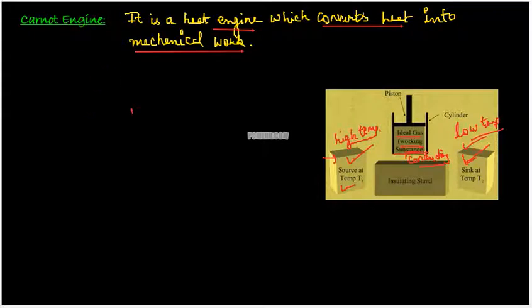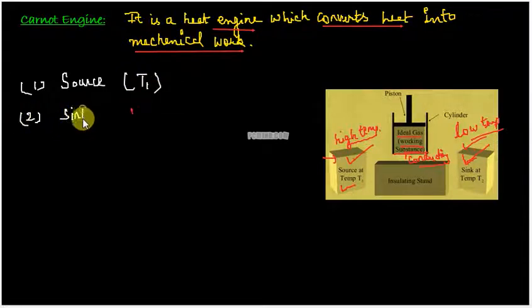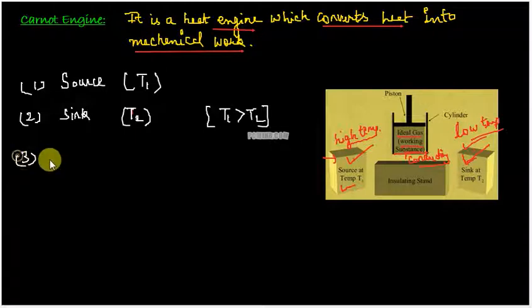So I would just write them down. The first important part is your source, which we call a source of heat, maintained at a temperature T1. The second important part is a sink, maintained at a temperature T2, and of course T1 is greater than T2, with infinite thermal capacities for both of them. And the third one is a working substance, and your working substance is an ideal gas. So we can write that down.